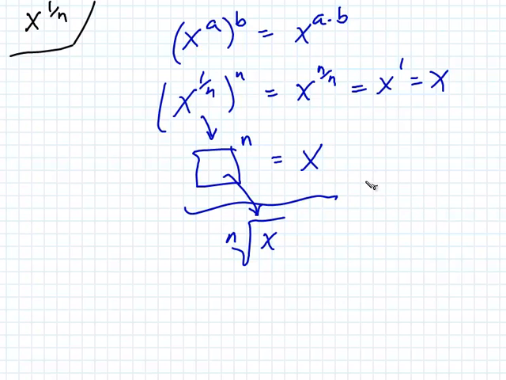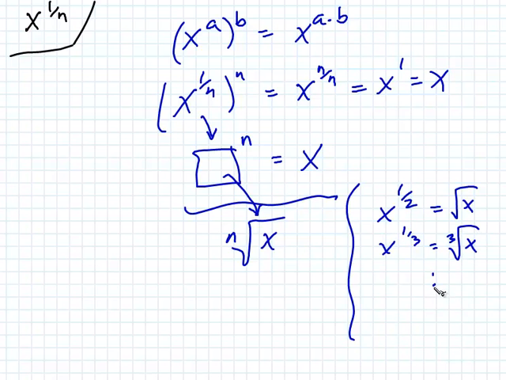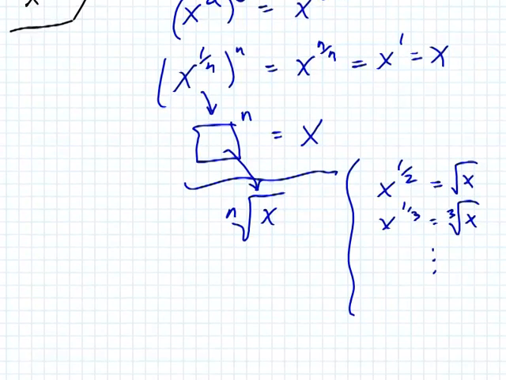Okay, let's use some concrete examples here. What about x to the 1/2? Well, this would be the nth root or the square root of x. Okay, x to the 1/3 would be the cube root of x, and so forth. So any root here, square root, cube root, fourth root, etc., corresponds to a reciprocal exponent. So a 1/2, 1/3, 1/4, etc. Okay. Let's look at this a little differently.